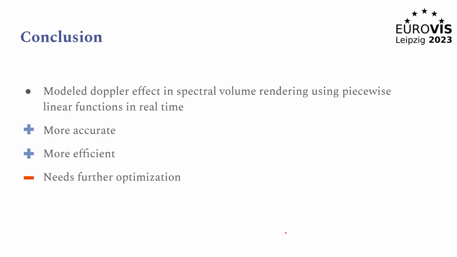In conclusion, we modeled Doppler effect in spectral volume rendering using piecewise linear functions in real time. Our representation is more accurate and efficient than the point sampled representation. However, it needs further optimization to scale. This can be accomplished, however, using large-scale data techniques available in the literature.